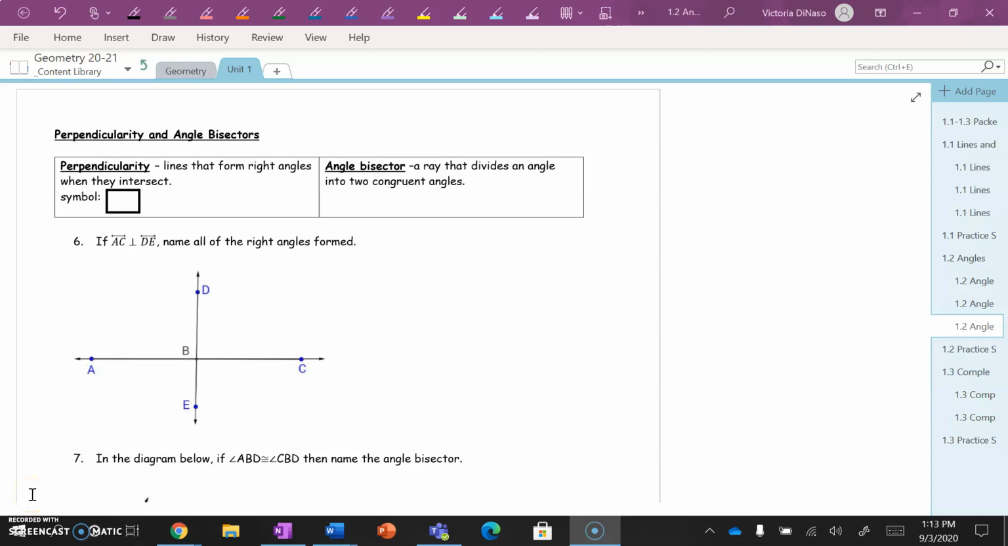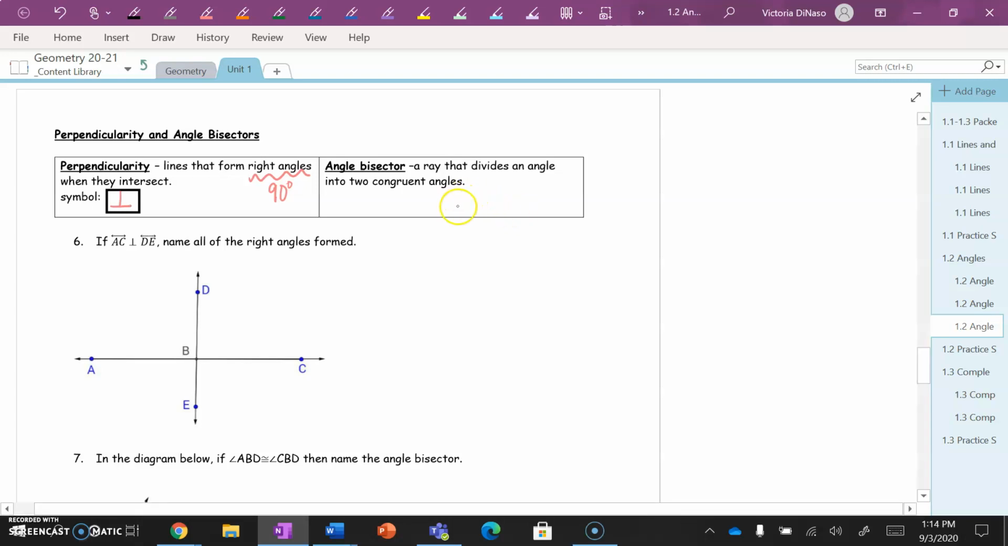The next thing that we're going to do is talk about perpendicularity and angle bisectors. Something that is perpendicular is when two lines form a right angle. Again, right angles measure 90 degrees. So we have like an upside down T. And if you notice in the corner, it kind of looks like two lines that form two right angles.